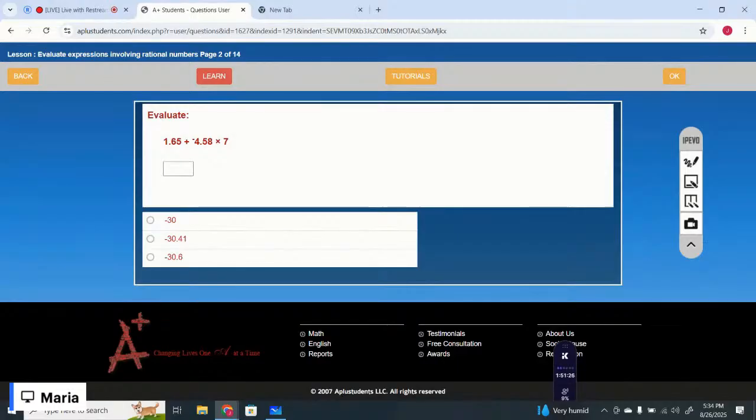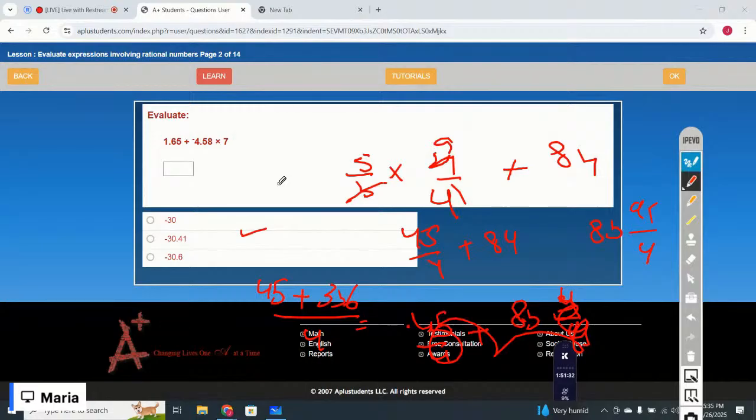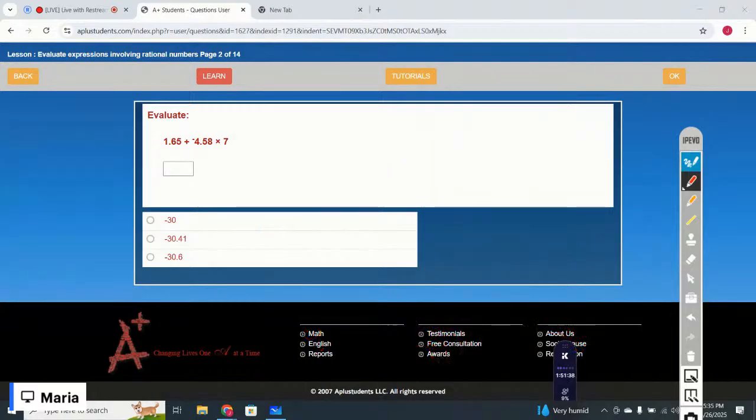1.65 plus negative 4.58 times 7. So multiplication, I have to multiply first, right? And multiplying a positive and a negative number means the answer is always negative. So 4.58 times 7 is negative 32.06.